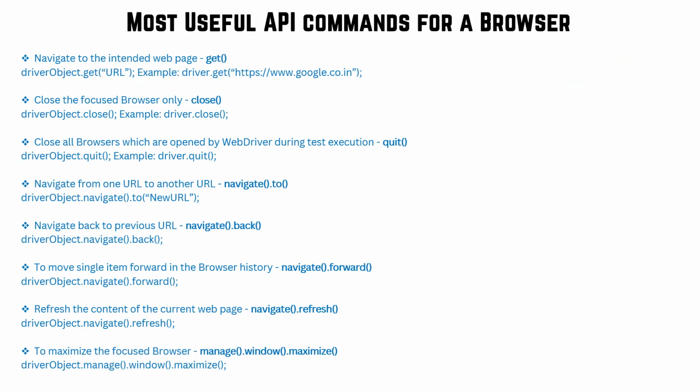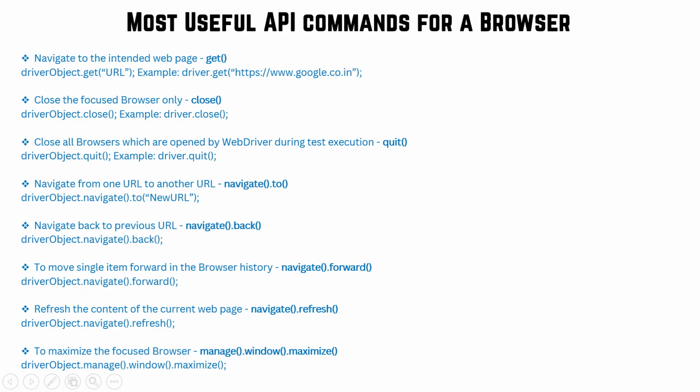Now, a couple of API commands are available, the most powerful API available, especially in the WebDriver, to interact with the browser. You already learned this part. Get, right? Navigate to the intended web page. The get method is coming from the WebDriver. You have already seen this one. Manage.window.maximize, nothing new, to maximize the current Chrome browser.